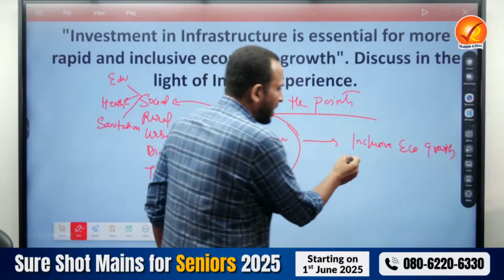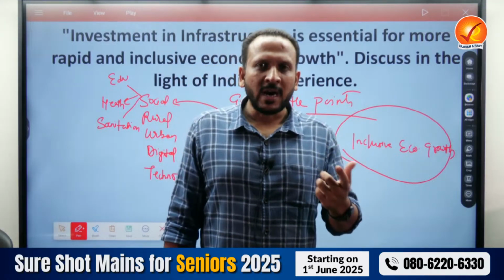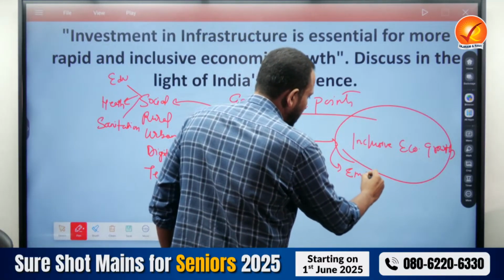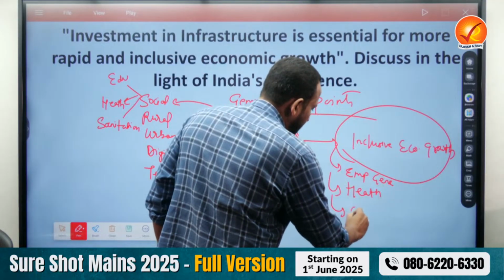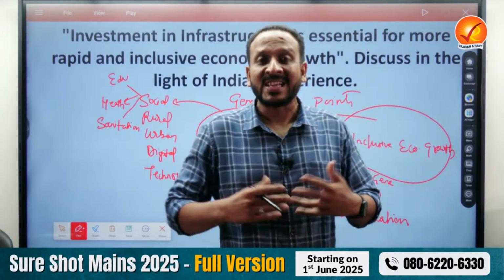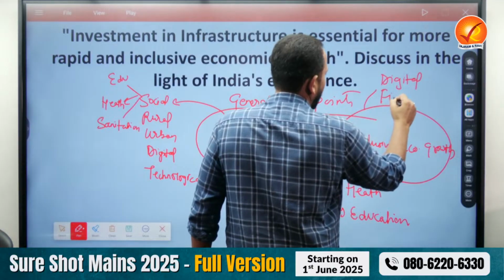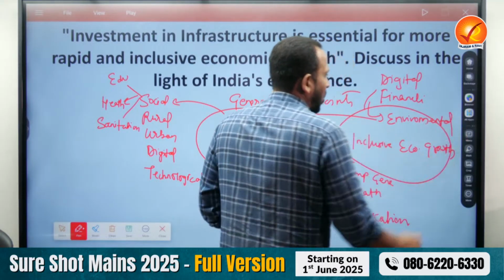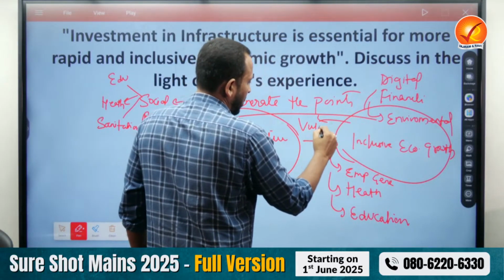Now, the second keyword I will pick up, inclusive growth, right? What are the components of inclusive growth? Tell me. For example, employment generation, right? In terms of health also, education, right? Then digital penetration, financial inclusion, right? Digital inclusion, financial inclusion, right? Environmental protection. All these are components of inclusive growth, yes, for the vulnerable section. Very good. For the vulnerable section, right?